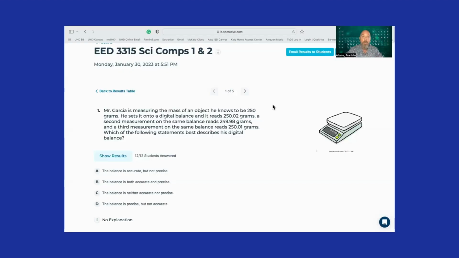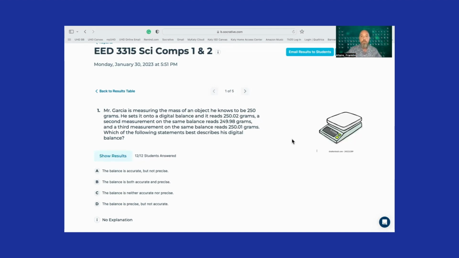What I'm going to do now is share my screen, and we'll take a look at the questions in quiz number 1. Again, quiz number 1 focuses on competencies 1 and 2.